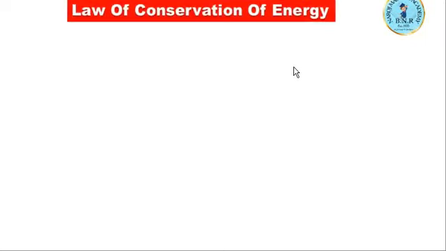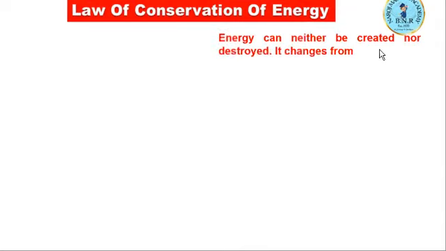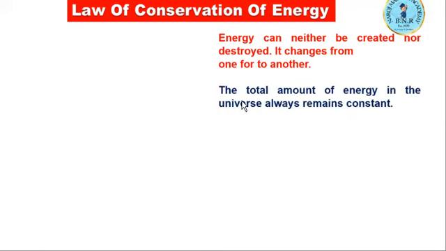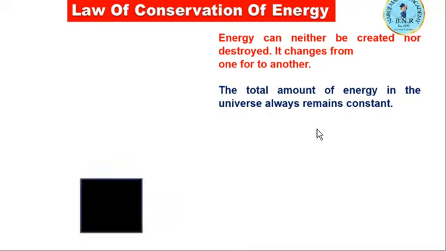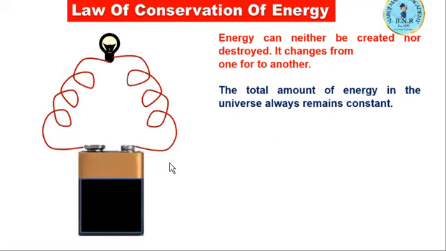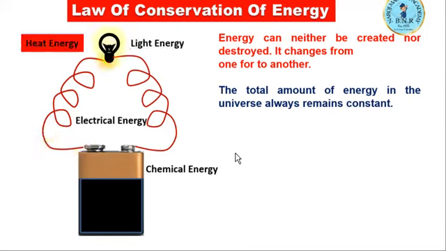So in the next session, we'll continue with the law of conservation of energy. You know very well, energy can neither be created nor destroyed. It changes from one form to another form. The total amount of energy in the universe always remains constant. You can see here chemical energy, electrical energy converting, light energy, heat energy.